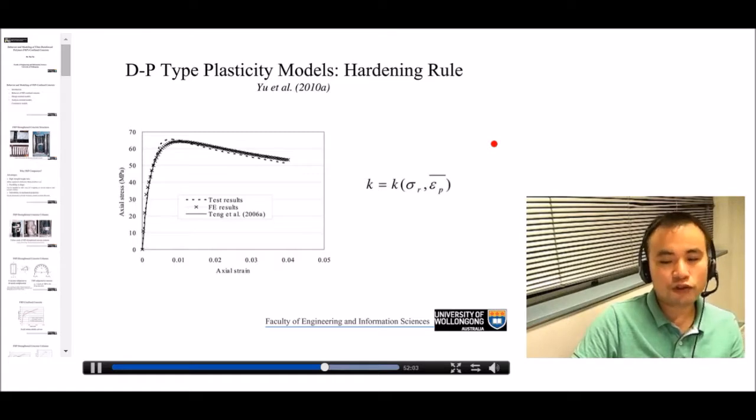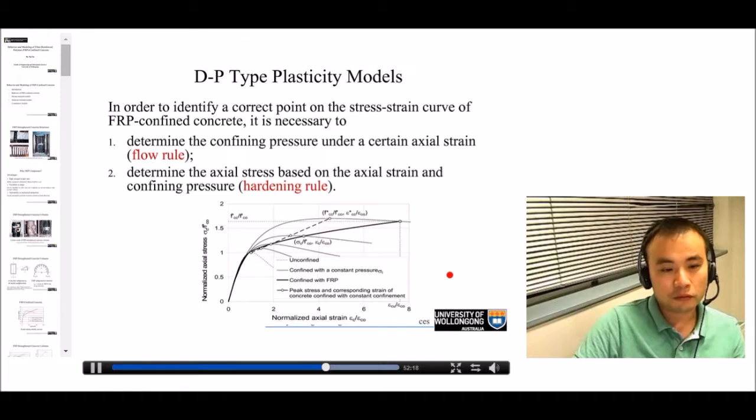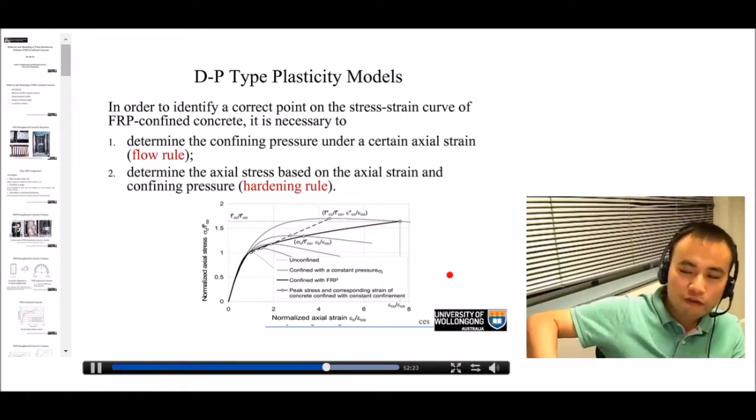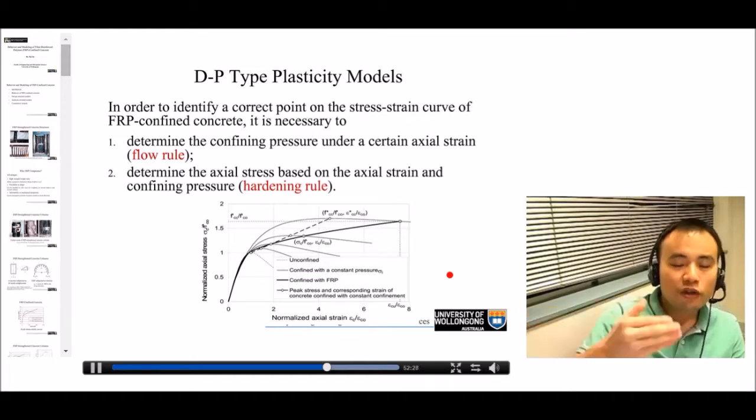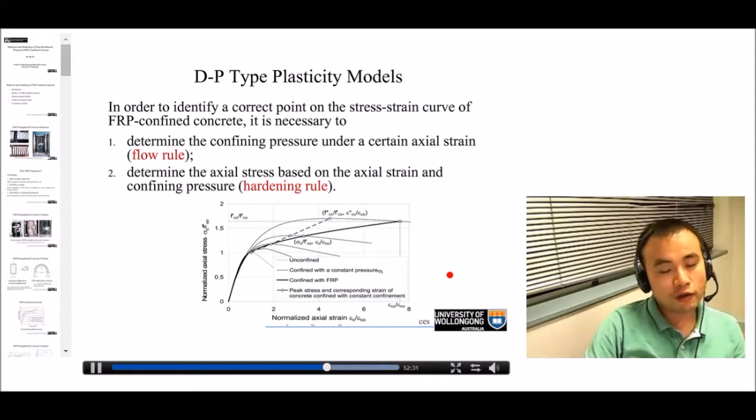And this shows you if you use both the confining pressure and the plastic strain in the hardening rule, you can predict very well the axial stress strain curve of actively confined concrete. But keep in mind that it is only for actively confined concrete. The question is, if you use the hardening rule correctly, whether you can predict very well FRP-confined concrete. Unfortunately, the answer is no.